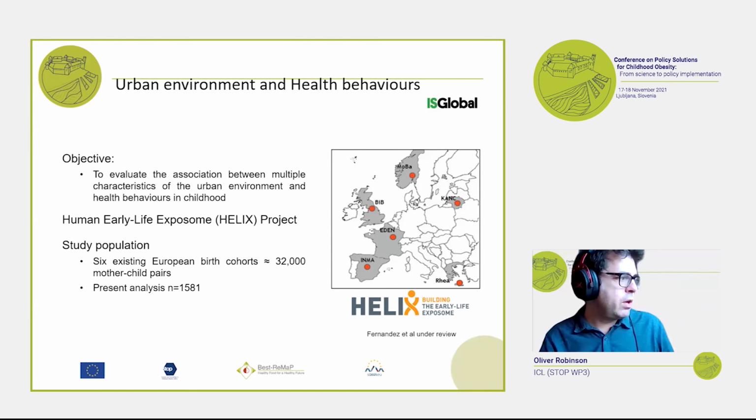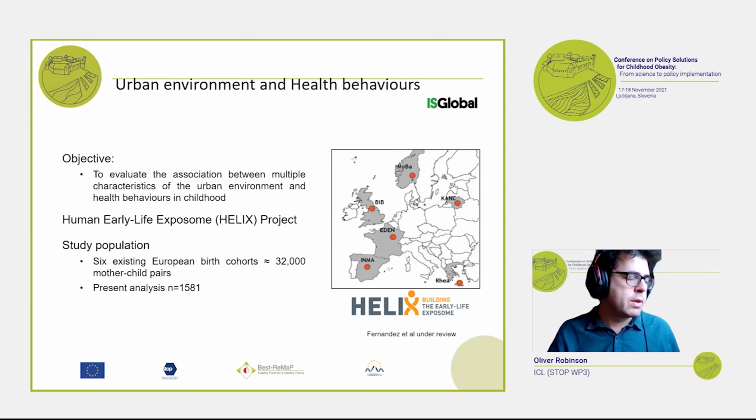It's still under review. And the Helix project brought together 6 existing birth cohorts. And from these cohorts, we have what we call the Helix sub-cohort of just over 1,500 children, for whom we performed very detailed assessments of their lifestyle with physical activity questionnaires validated with accelerometers, and asking the parents to draw on maps how they get to school, and all commuting routes.